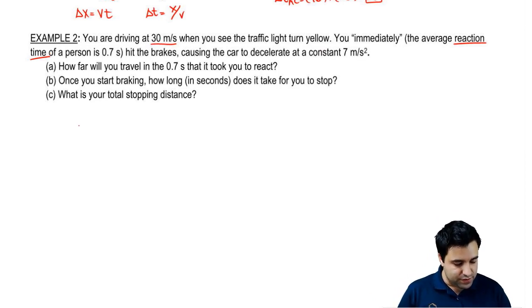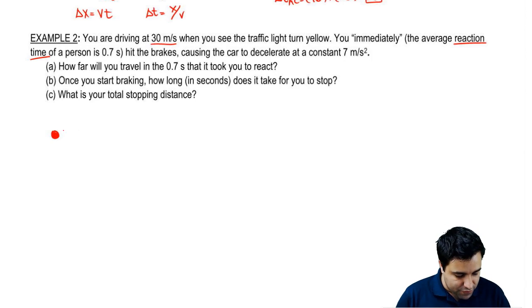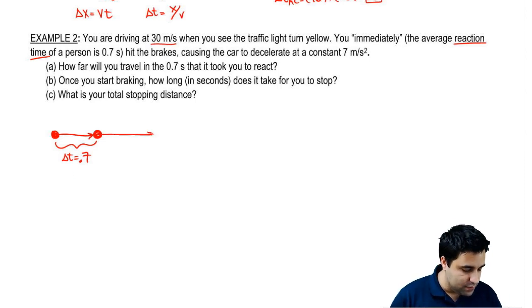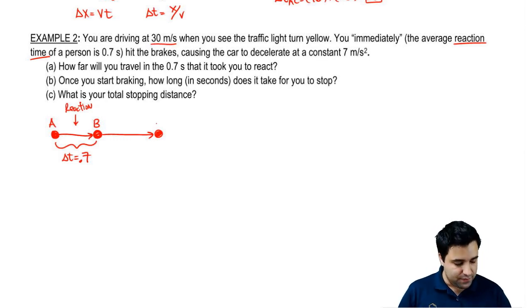You're driving at 30 when you see. So the idea is that that first 0.7 seconds, you don't actually do anything, right? You're still sort of reacting to it. Therefore, this is a two-part problem. A to B is your reaction. And this is where stuff is actually happening, right? A to B to C.